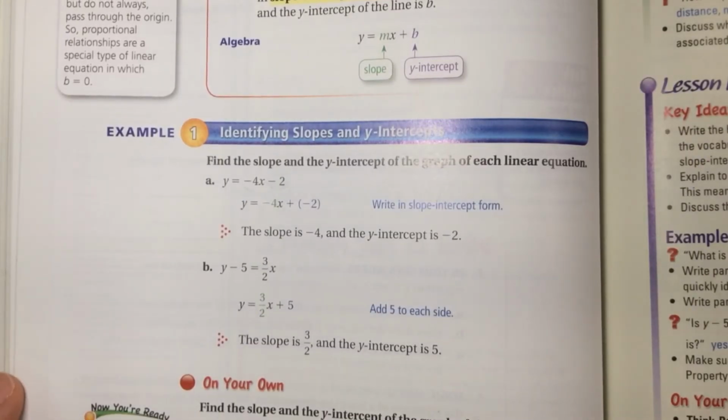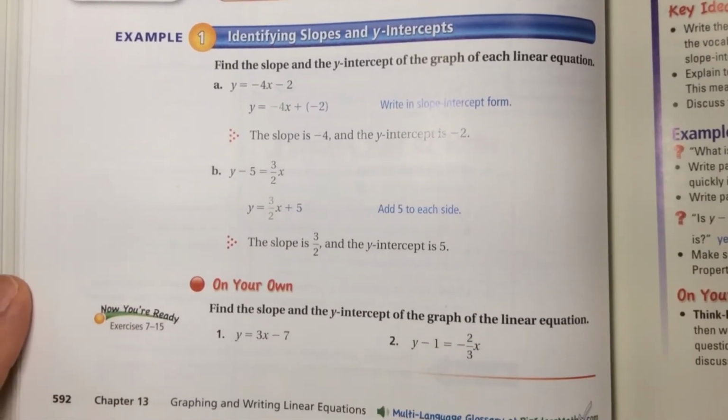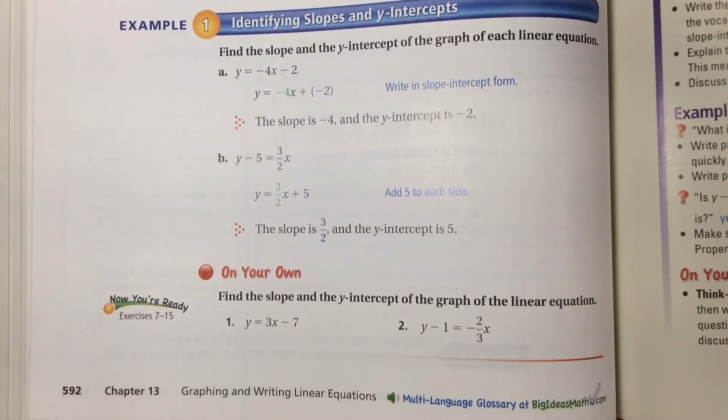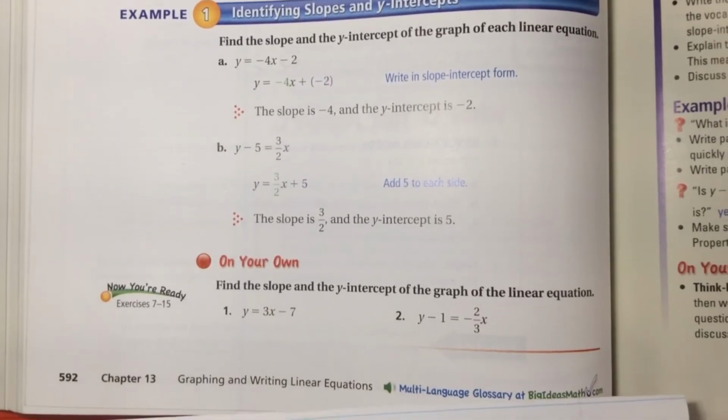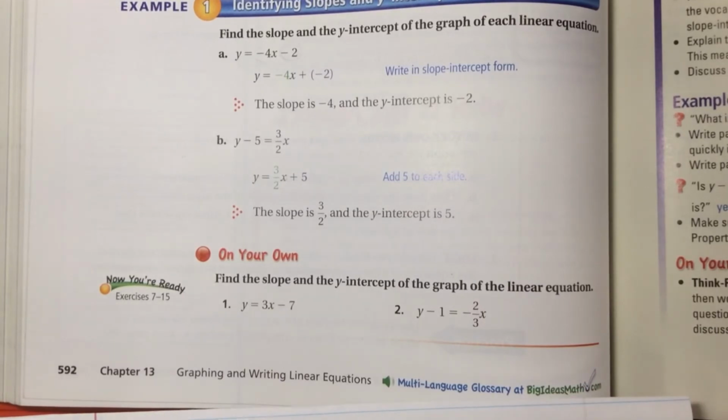It doesn't ask us to graph them, but if we were going to graph them on your own, so these are the ones, write these down. That's what I'll be asking for on the quiz. It says, find the slope and the y-intercept. Well, finding the slope and the y-intercept will be relatively easy.